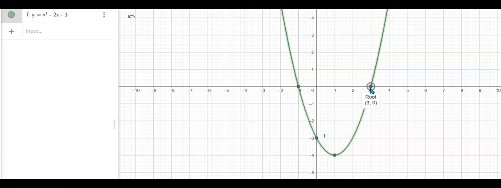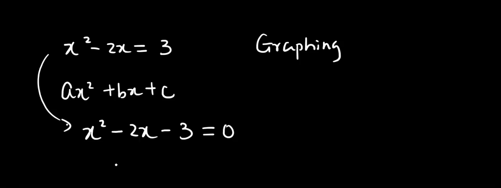And then here's another one. You're going to click this one. It says root is (3, 0). Therefore, you have 2 roots. One is x is -1. The other one is x is 3. It says it is root. Remember, it is also x-intercept. So you have 2 x-intercepts. They give you the solution to this quadratic equation. Now we can write down our solution is -1 and 3.